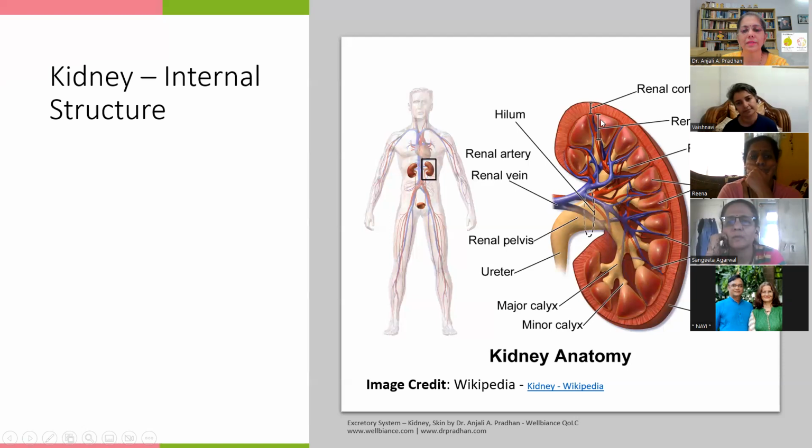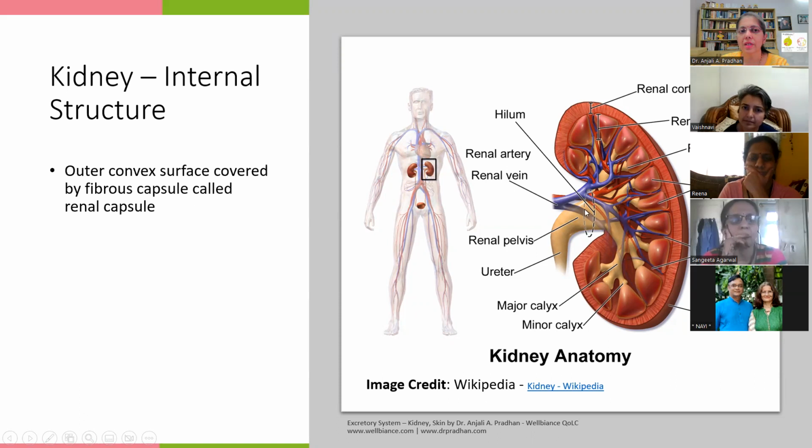Can you see? Follow my cursor. This is renal cortex, renal medulla, and this is renal pelvis. Okay, this renal pelvis continues as ureter. जो भी यूरिन फॉर्म होती है वो यहाँ से आके यूरेटर में जाती है. करेक्ट?